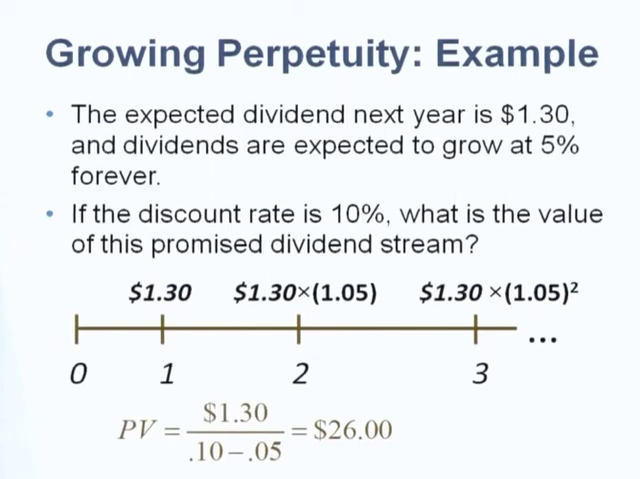Example: the expected dividend next year is 1.3 and dividends are expected to grow at 5% forever. If R equals 10% interest rate, what is the PV? PMT can go up at 5% forever. So use the formula PV equals PMT, or C, same thing, 1.3 divided by the 10% rate, make it decimal 0.1, minus the 5% growth rate G. So you get PV of $26.